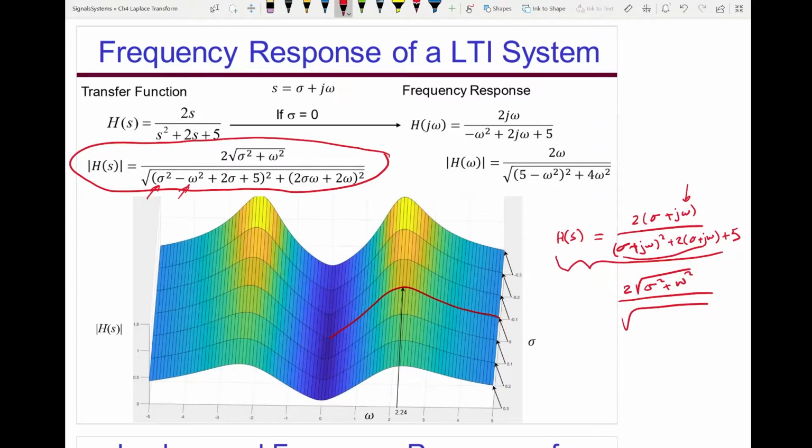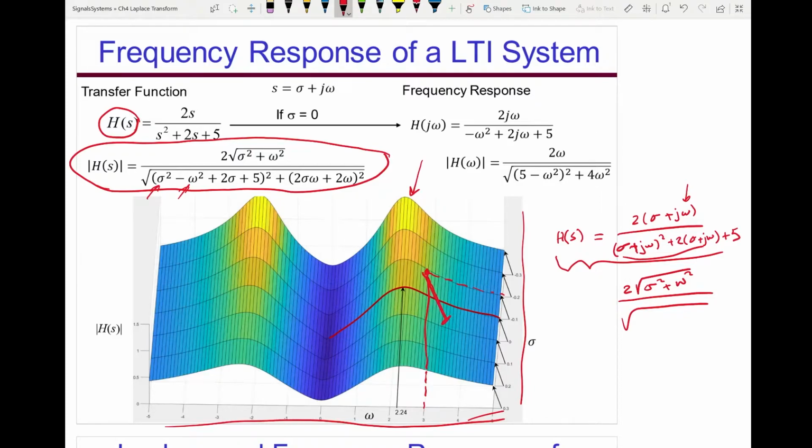So if I plot it in this plane, this is sigma and this is omega, and I plot these for different values of sigma and omega, I will get this surface here. When I look at this plot, I can figure out how this system H of s will respond to different complex frequencies. For example, a frequency of oscillation 3 and a decay of minus 0.2. That will be this height.